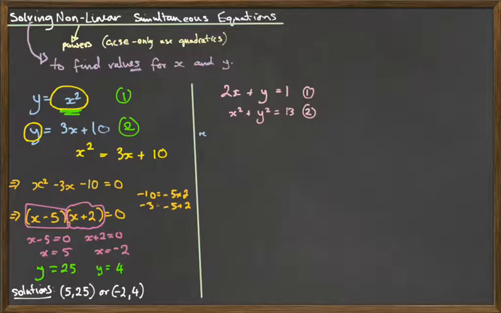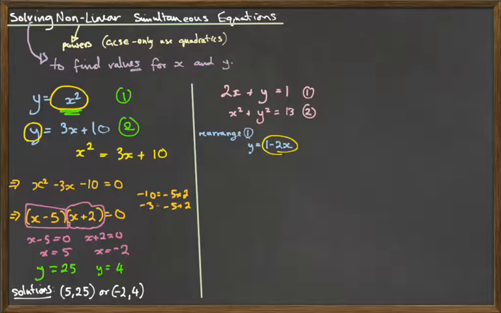So an equation only involving x. And you're going to use the substitution. First though, if you're stuck, the clue might be you're going to rearrange equation 1. I could rearrange equation 1 to be y is equal to 1 minus 2x.